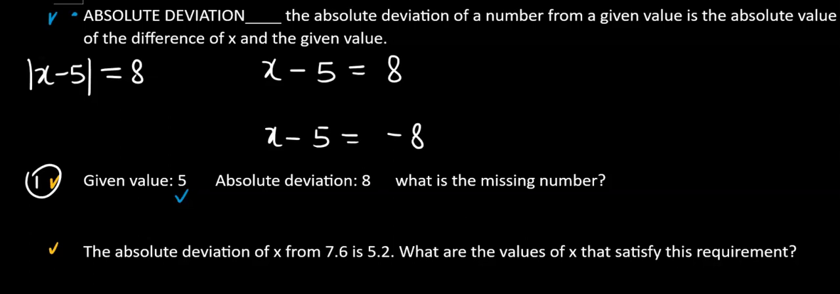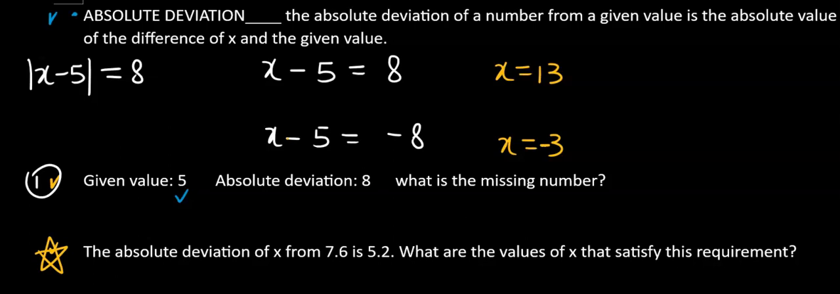x minus 5 equals 8, plus 5 each side. This missing number is 13. The second one, x minus 5 equals negative 8. Plus 5. This missing number is negative 3. Okay? So we have 2 numbers. One is positive 13. One is negative 3. That is practice 1. Okay, if you feel really confident now, go ahead, use practice 2, and then you can come back and take a look at our solution process.